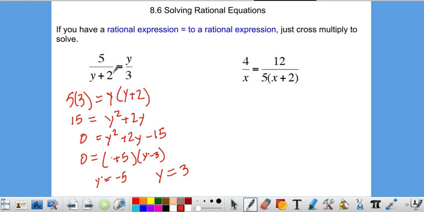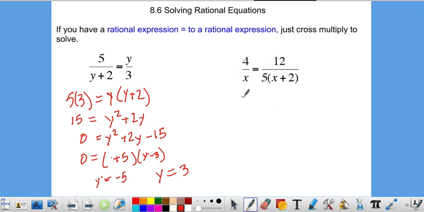Always go back and check, plug your answers in. If you plug in negative 5, you get 5 divided by negative 3. If you plug negative 5 in up here, you get negative 5 over positive 3, which is the same thing. If you plug 3 in, you get 1 over 1. So all is well. But always go back and check because you want to watch out for dividing by 0.